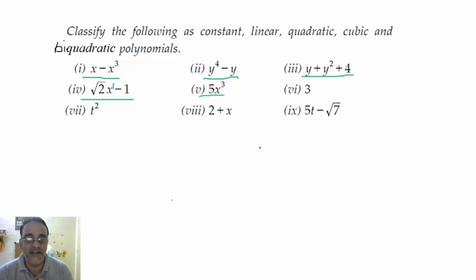ठीक है. तुम लोग साथ में मुझे टाइप बताना based on number of terms. ये कौन सा टाइप है? Constant. This one, binomial. This one, binomial. This one, trinomial. This one, binomial. What about this one? Monomial. Right. Now next, 3. Monomial, constant polynomial. Constant and monomial. Right. What about this one? Constant and monomial. Very good.